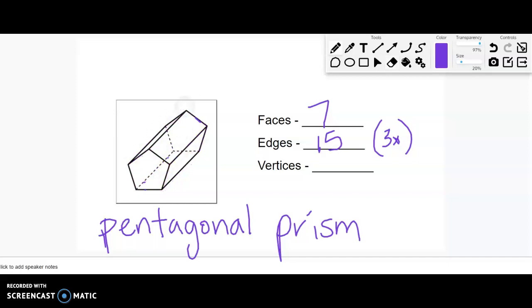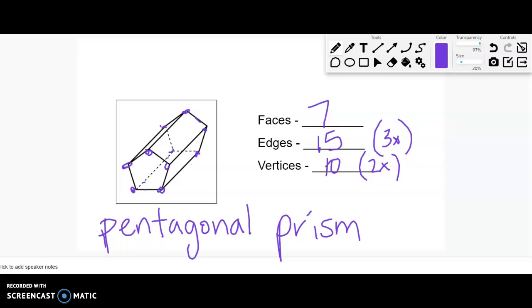And then my vertices, 1, 2, 3, 4, 5, 6, 7, 8, 9, 10. So it's always 2 times the number of sides of my base. 5 times 2 is 10.